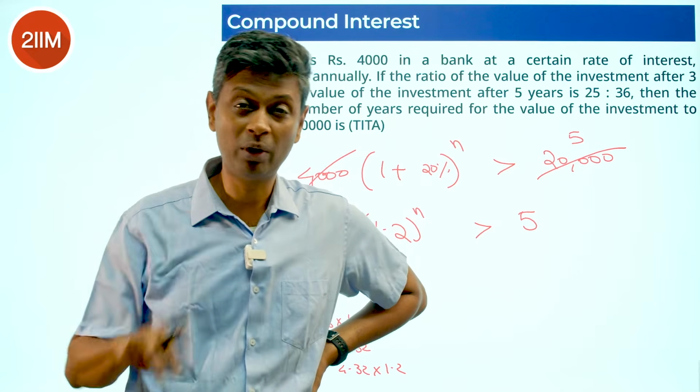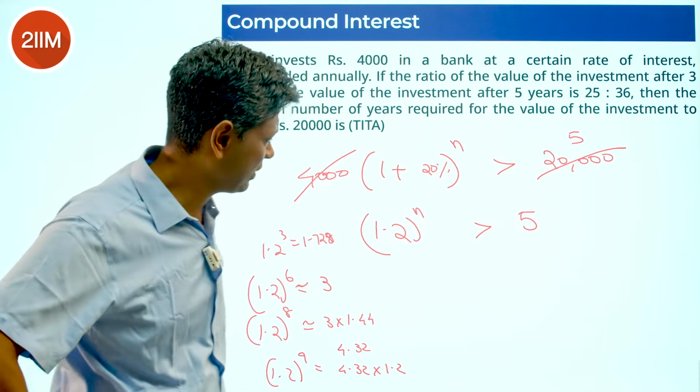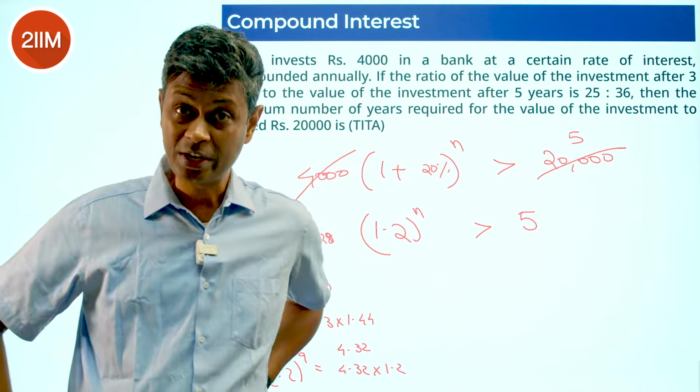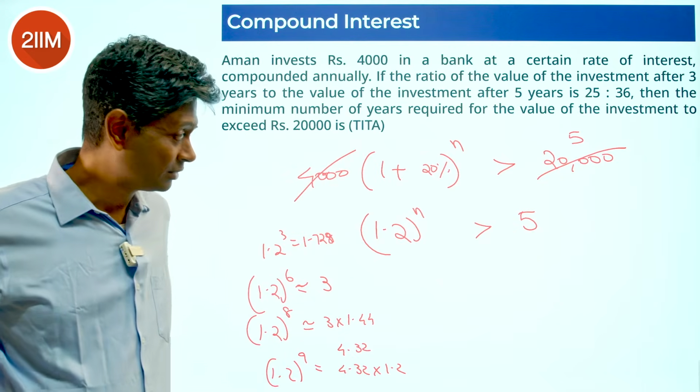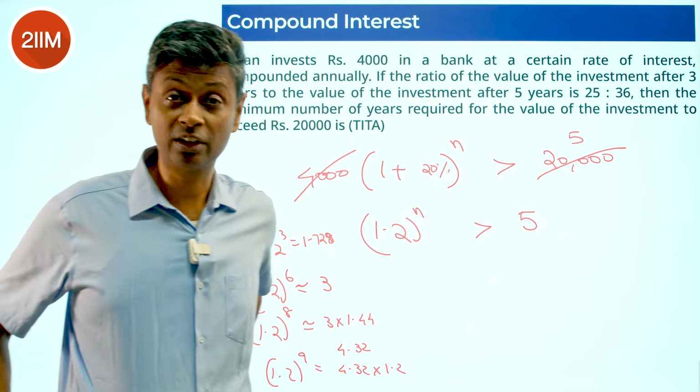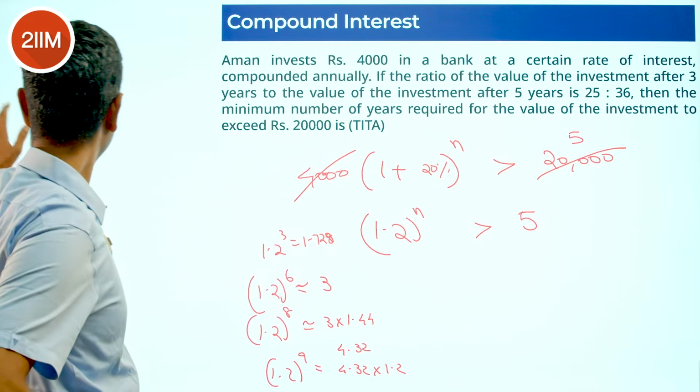Punching into a calculator, doing 1.2 into 1.2 into 1.2, 1.728 into 1.728 into 1.2 into 1.2. I keep on doing that. 9th 1.2, my gut feel is it will cross 5. I'm looking at the answer 9.